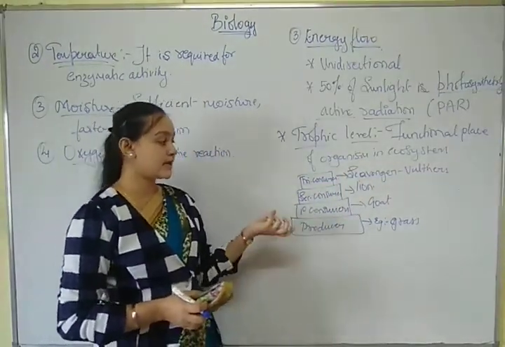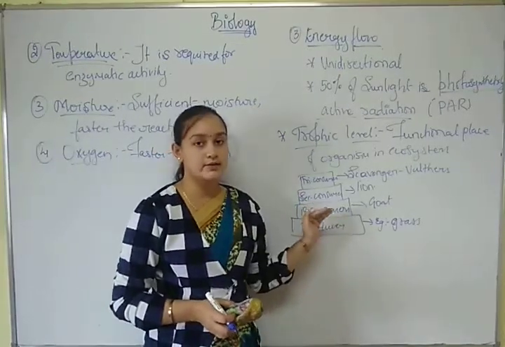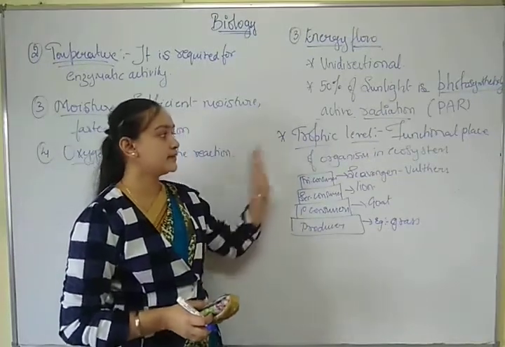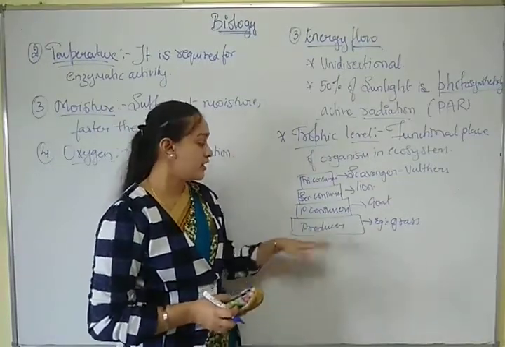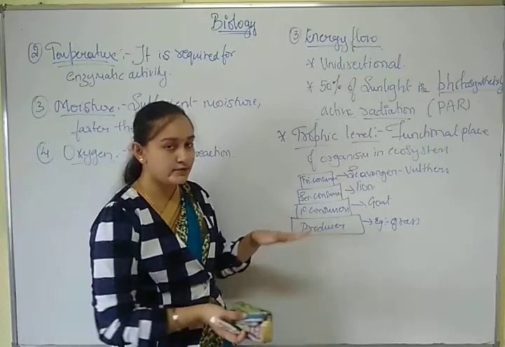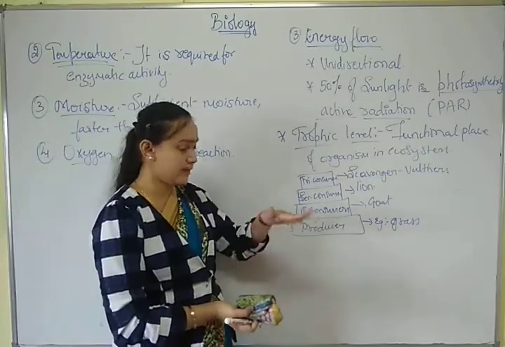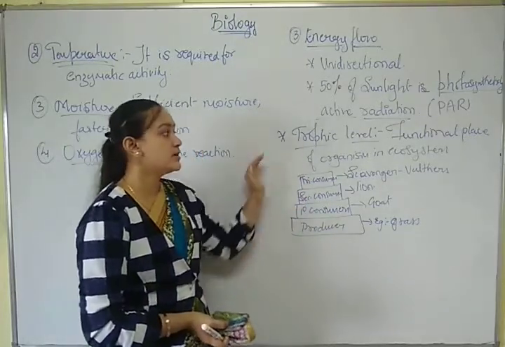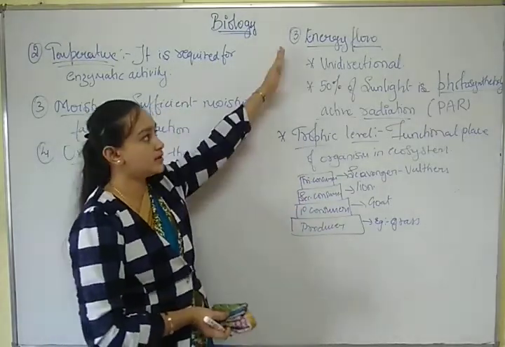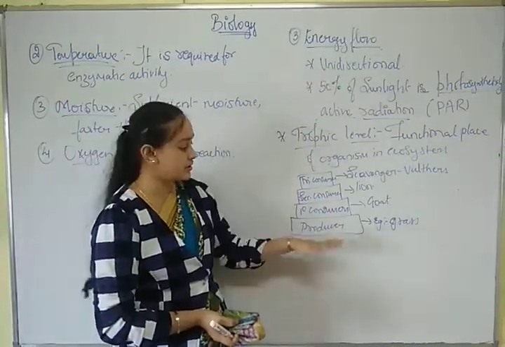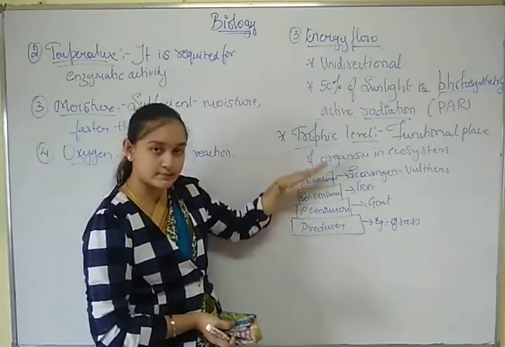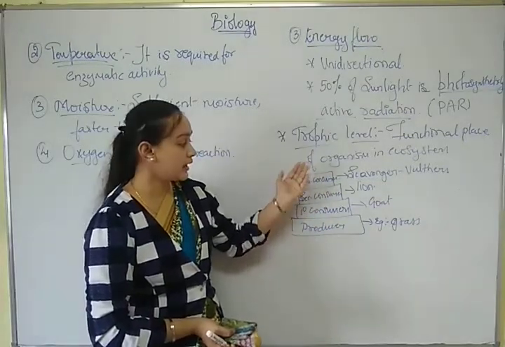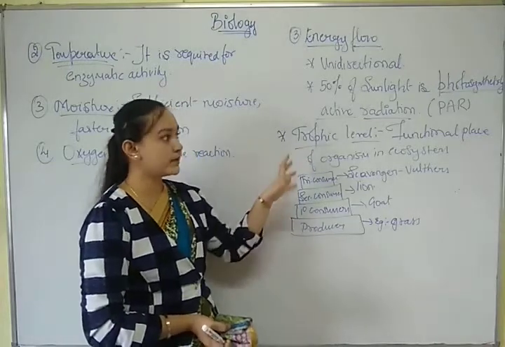Every organism is placed at its own level, and we call it the trophic level. So grass, which we call the producer, comes under the base, followed by the primary consumer, secondary consumer and tertiary consumer. So this is called a trophic level. In energy flow it is unidirectional. Whatever energy is there keeps on moving, but it doesn't come back, hence it is unidirectional.